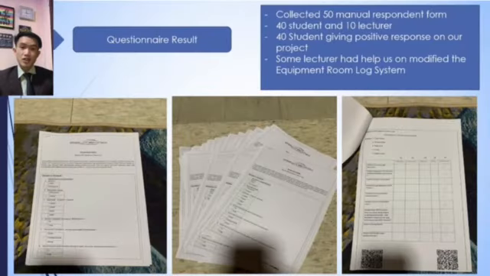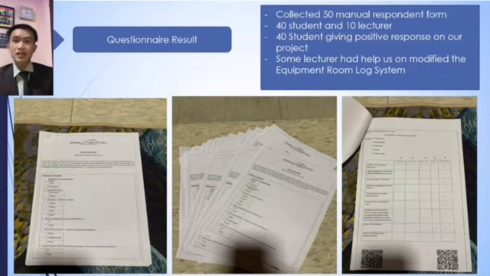For our questionnaire result, we collected 50 manual respondent forms, 40 from students and 10 from lecturers. The 40 students gave a positive response on our project. Some lecturers helped us modify the JPH Equipment Room Lock. The percentage of the answers is not sure 4.4%, agree 47.8%, strongly agree 47.6%, and only 0.2% do not agree with some of our respondent form questions.